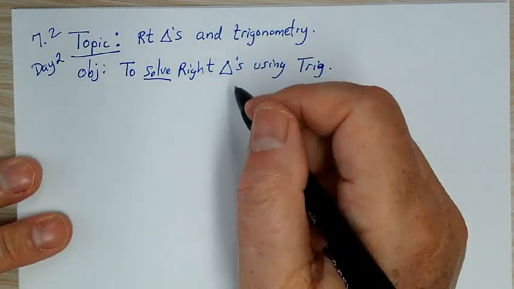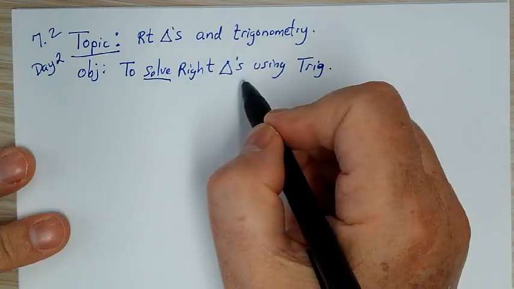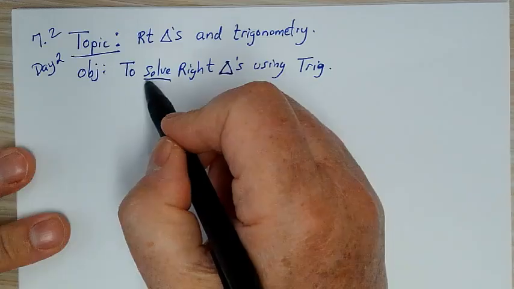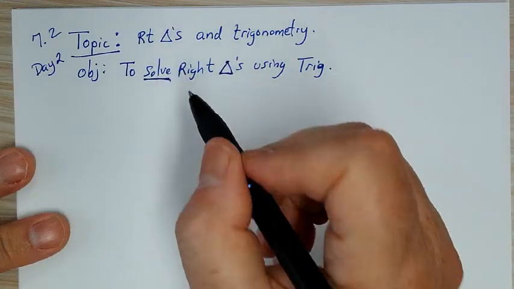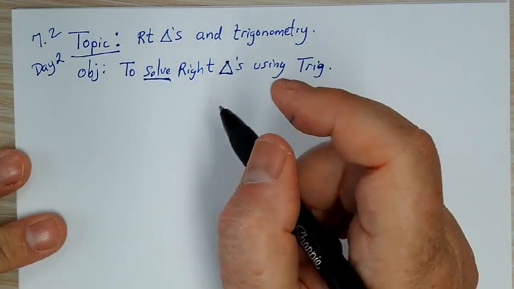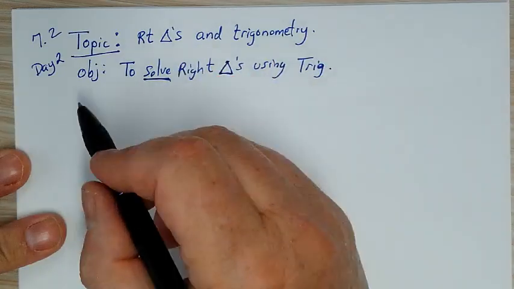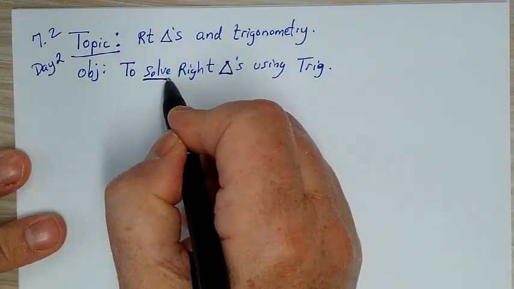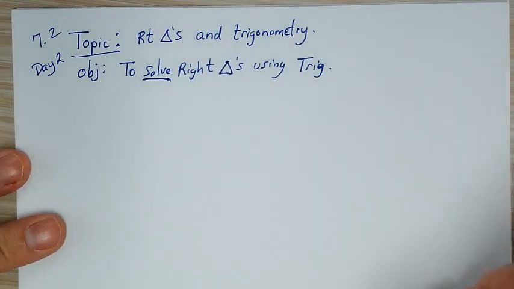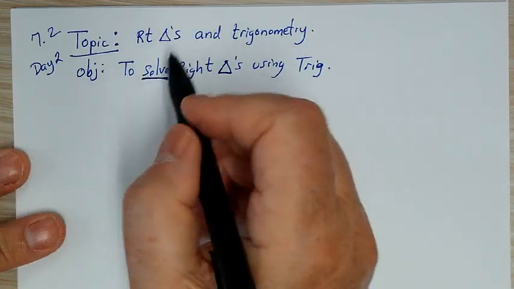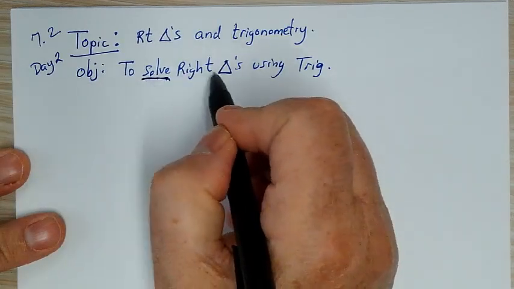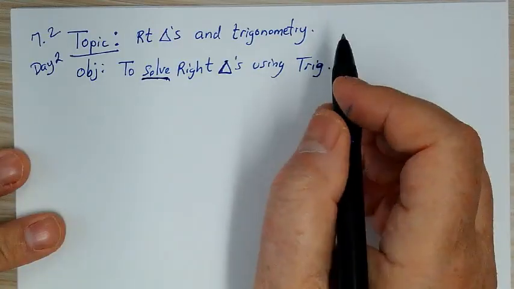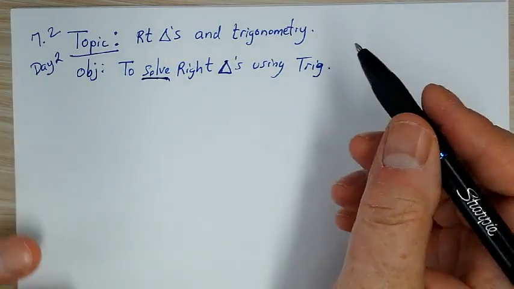We've heard of solving equations before, but solving a right triangle is simply the mathematical way of saying find the missing side or angle, or find all the missing sides and angles. It means find all the values, the lengths of the sides and the degree measures of the angles. So before we start, we now know solving right triangles means we're going to be finding the missing sides and angles. And using trig, well, here goes.